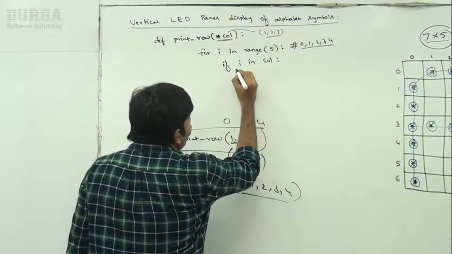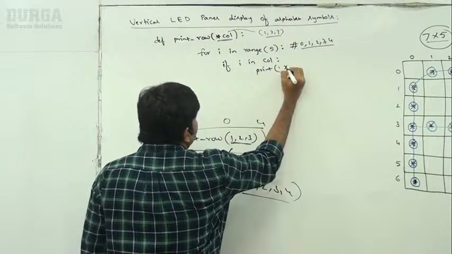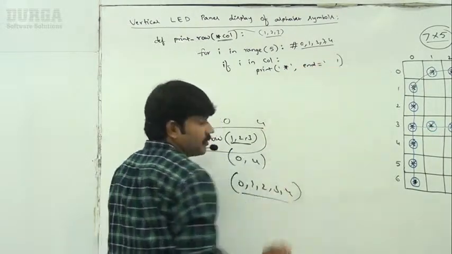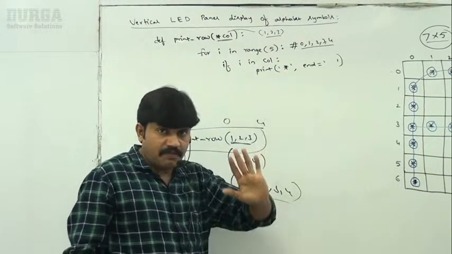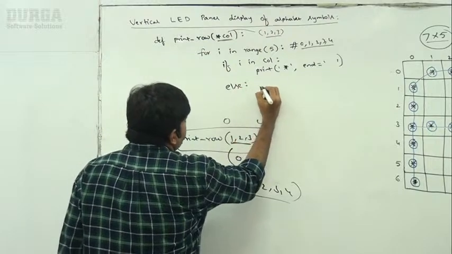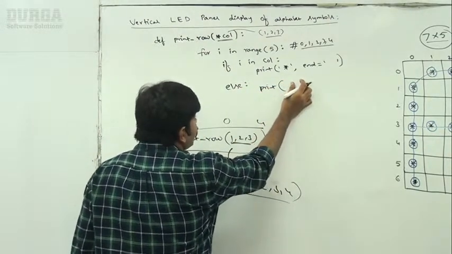If i in call: print star symbol, comma, end equal to space. After printing the star symbol, don't go to the next line, just use a space separator. Else, print. What do I have to take?